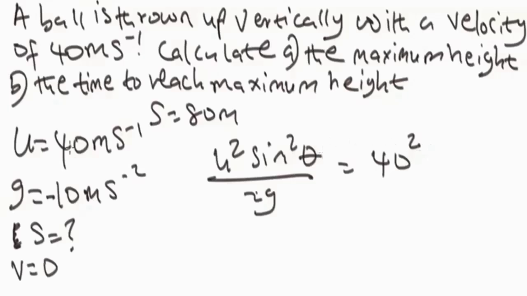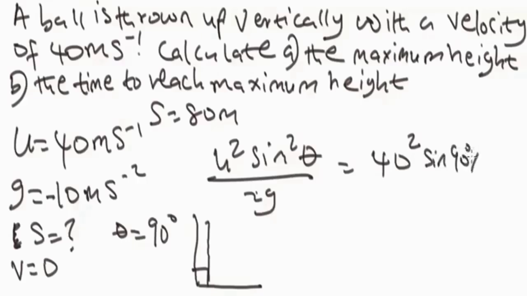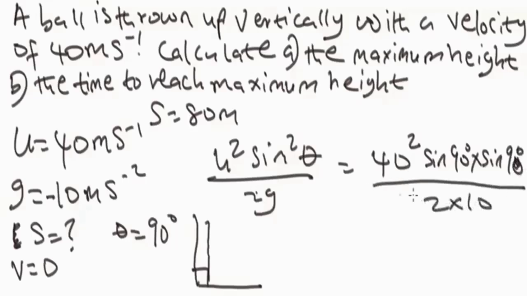Alright, now our theta will be 90 degrees. Let me show you, because this is the wall. When you throw up a ball from the ground, making a connection with the ground, you have an angle of 90 degrees. So theta will be 90. So it will be sine 90 degrees times sine 90 degrees, over 2 times 10, because acceleration due to gravity, g, is constant, 10. So when you simplify this, sine 90 is 1.